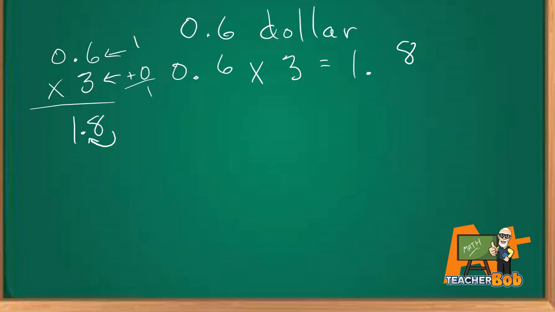1.8 items. Well, you can't buy a part of an item. So what that means is you're going to be able to buy 1 item and have some money left over. Maybe you go find something that's a little cheaper.